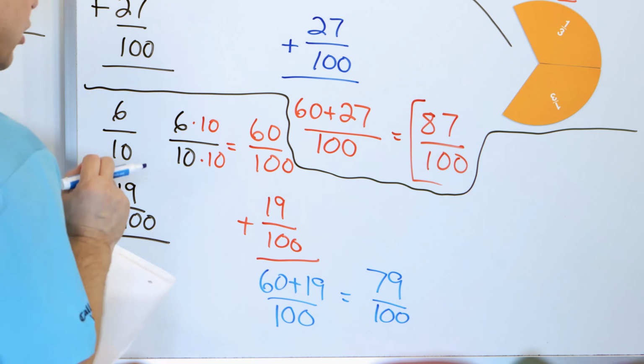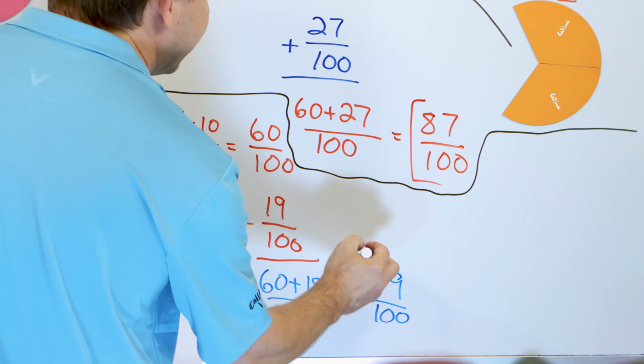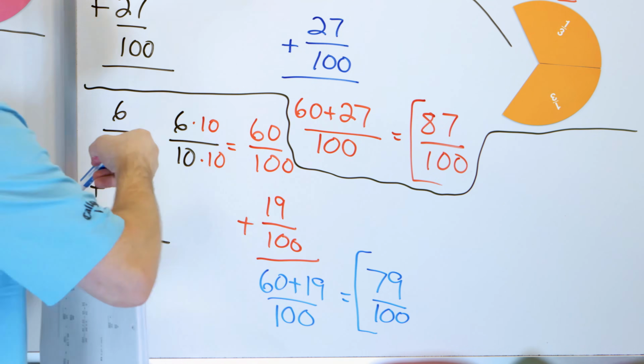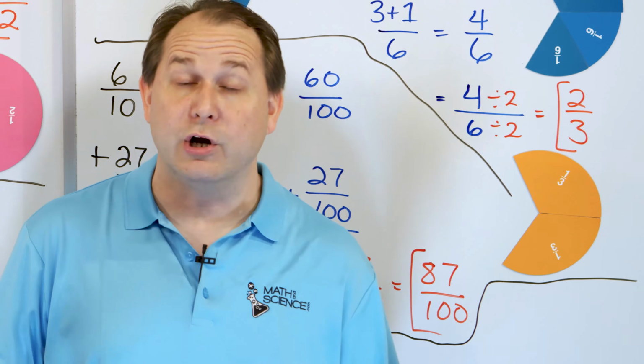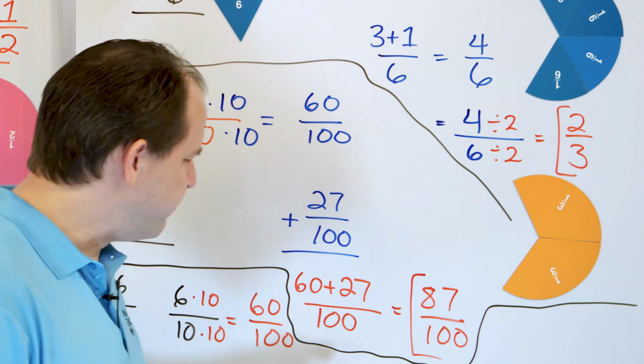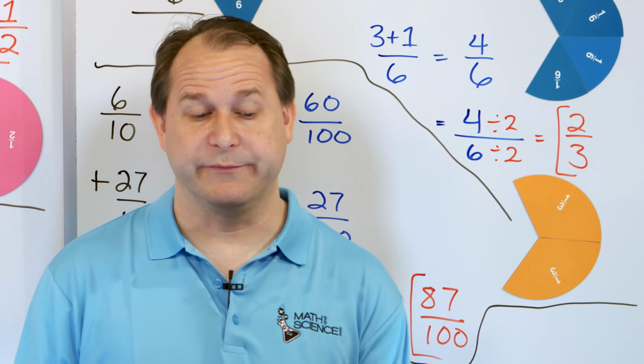Now this is the answer. You should always ask yourself, can you simplify this? Actually, in this case, you cannot. There's no way to divide the top and the bottom of this fraction by the same number to make those numbers both simpler. So this is already in lowest terms.